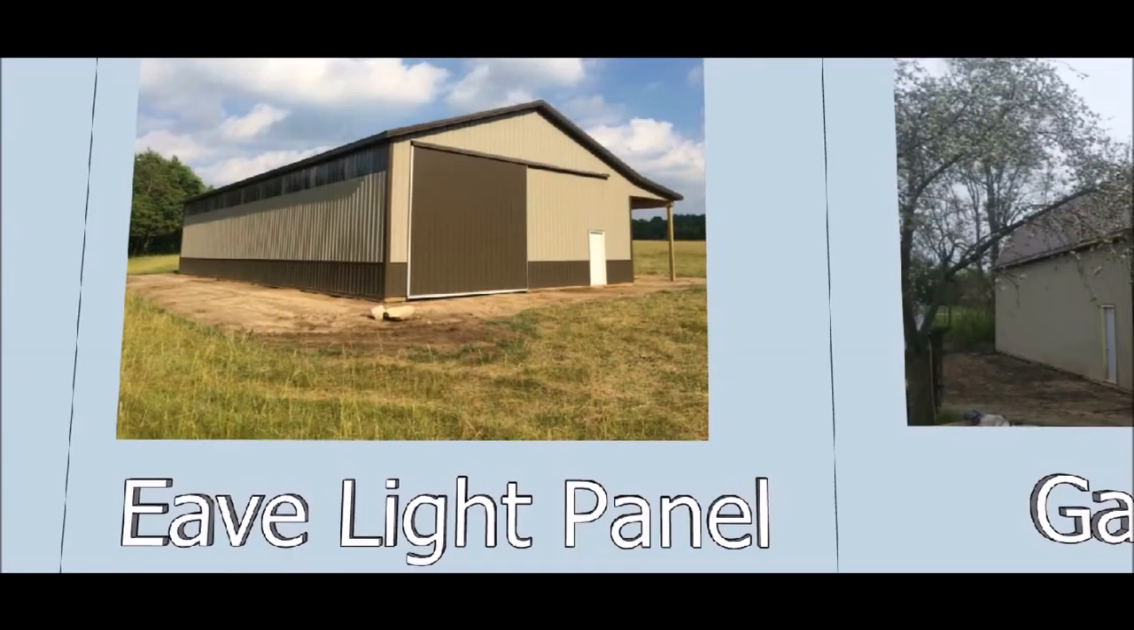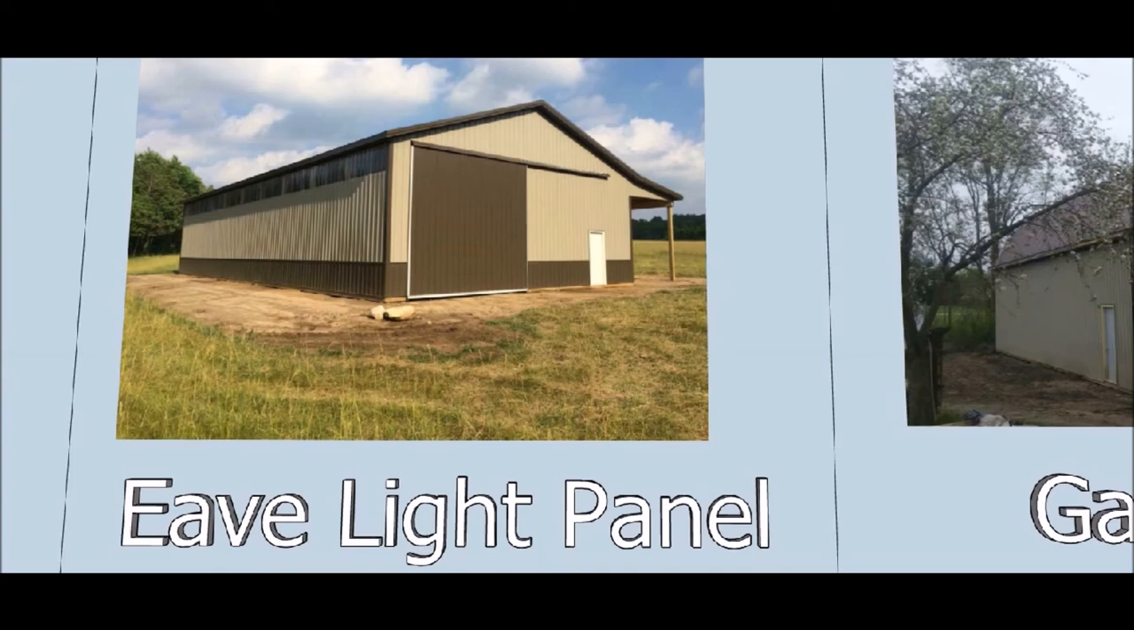Eave lights or panels are ridged clear panels that can be placed near the top of the walls to allow in natural light. These are best suited for ag buildings, for animals or tractor storage, where electric lights are either not available or want to be kept to a minimum. Remember, if you want to insulate your building, you will want to go with insulated windows instead of this clear plastic panel.